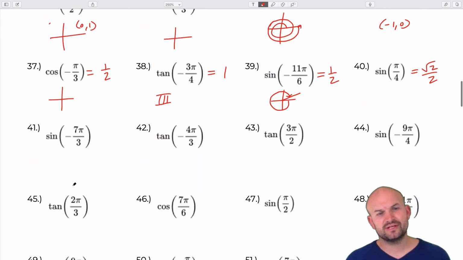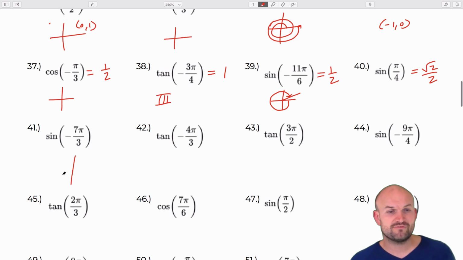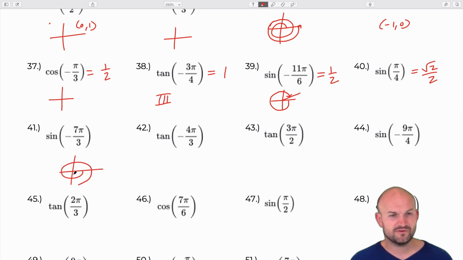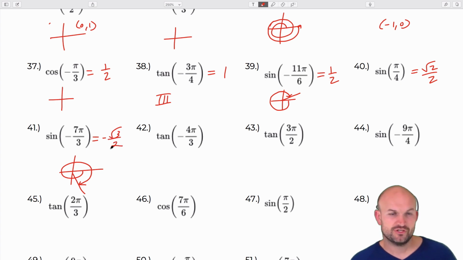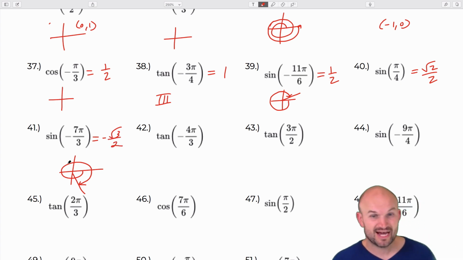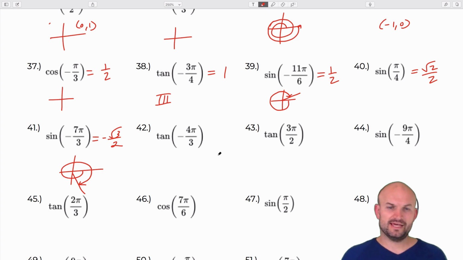Negative 7 pi over 3, that's going to be more than a revolution in the negative direction. So this is 6 pi over 3, this is 7 pi over 3. Right, so that's in the fourth quadrant, so therefore sine is negative. So it's going to be a negative square root of 3 over 2, because again, the reference angle here would be pi over 3.